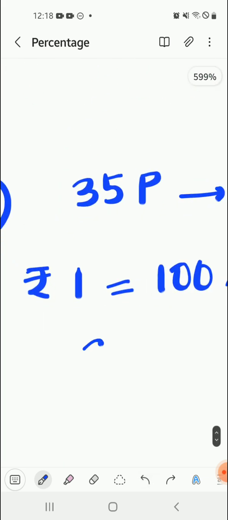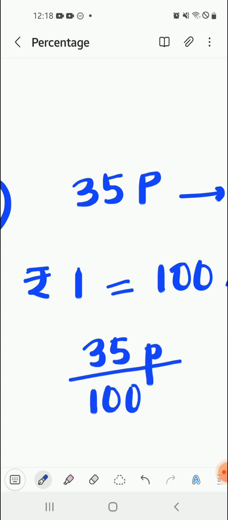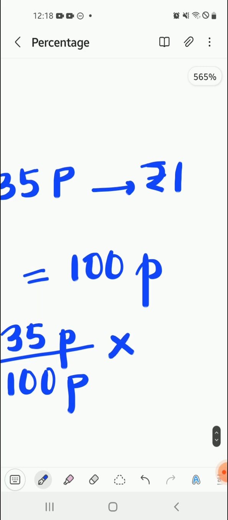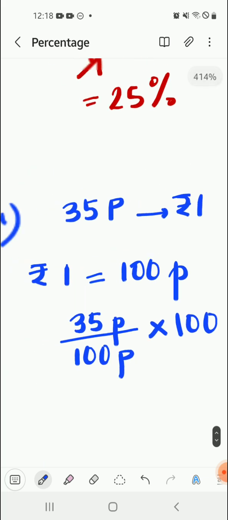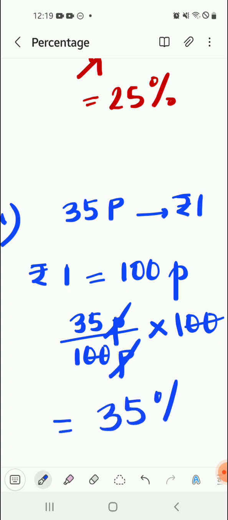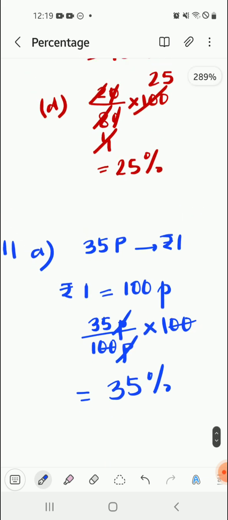So we need to find the value. 35 paise out of 100 paise, because that makes 1 rupee, into 100, because we need to find the percentage. The zeros get cancelled, the paise get cancelled. What we are left with is 35, and this is the percentage value. So 35% becomes my answer.